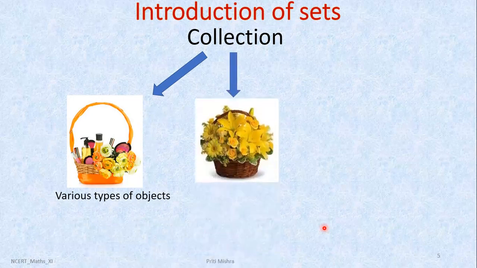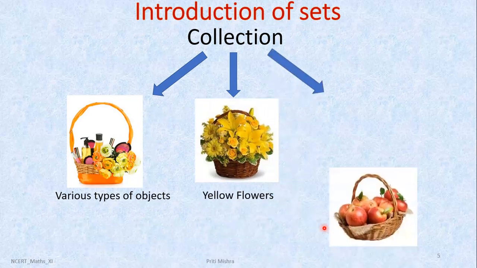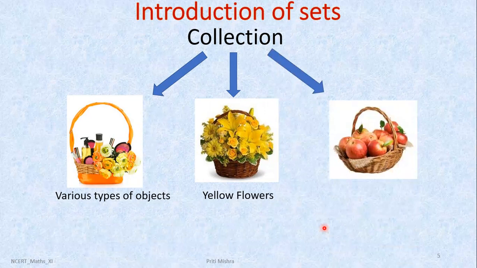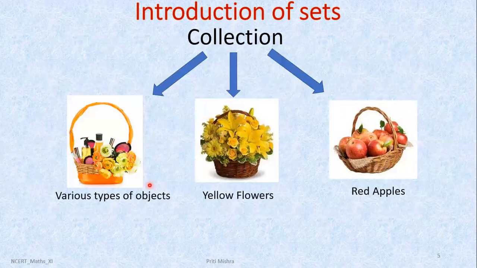Let's have another basket. This basket is having all yellow color flowers. Okay, let's have another basket. This basket is containing red apples only. So now if I ask you, can you find out any common property among all the objects which are kept in this first basket? Because all these are different, you are not able to find out any common property. So you will say, no, nothing I can find out.